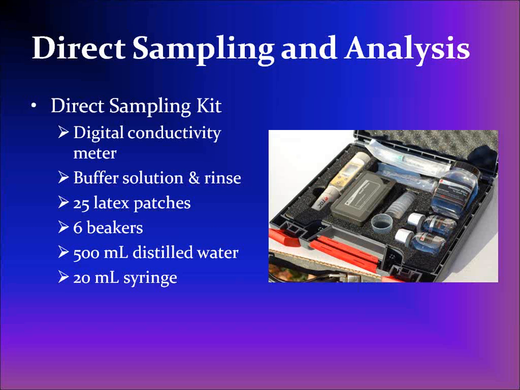Direct sampling eliminates possible contamination by obtaining extraction liquid directly from the bottle of distilled water supplied with the kit without transferring to a container, and by applying the extracted sample directly onto the measuring cell of the conductivity meter. A prepackaged direct sampling kit includes a digital conductivity meter that can accommodate a small sample volume, a buffer solution and rinse to verify accuracy of the conductivity meter, 25 latex patches, 6 plastic beakers, 500 milliliters of distilled water, and a single 20 milliliter syringe.